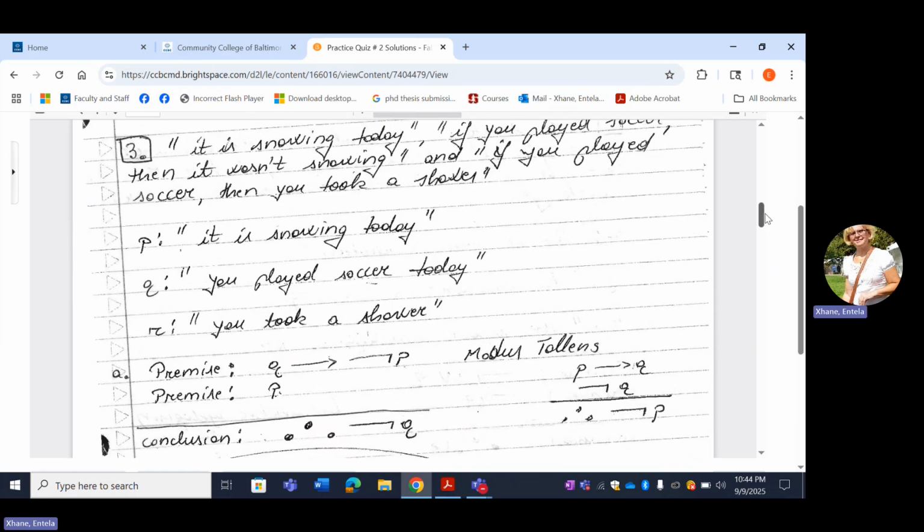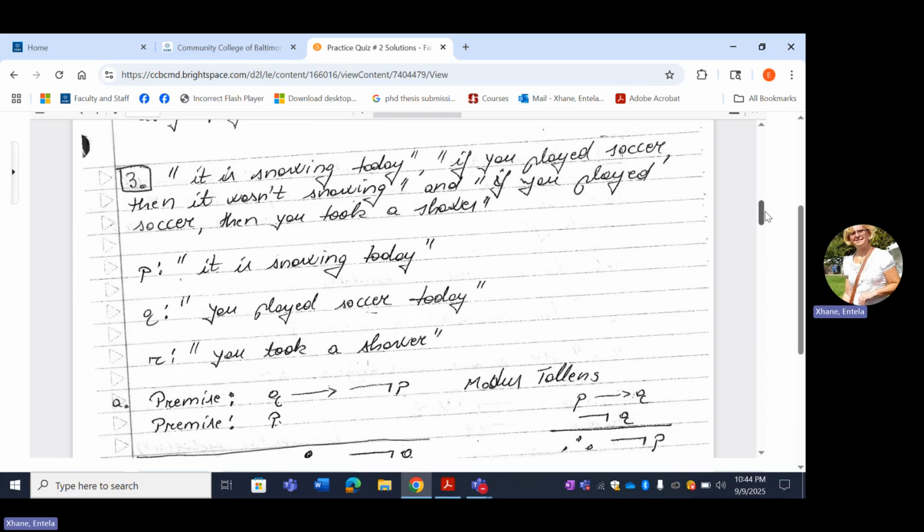So what is my first premise? I'm going to combine the single statement, it is snowing today, which is P, with if you played soccer, then it was not snowing, which is Q, that's Q implies not P. Because P is it is snowing today, not P is going to be it is not snowing. It was not snowing today.